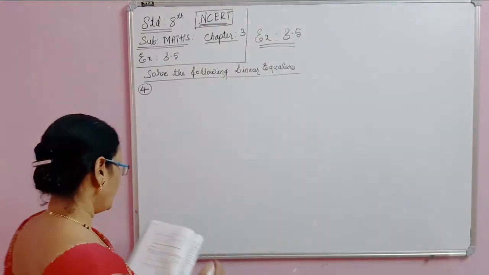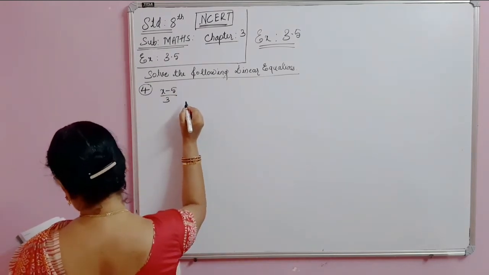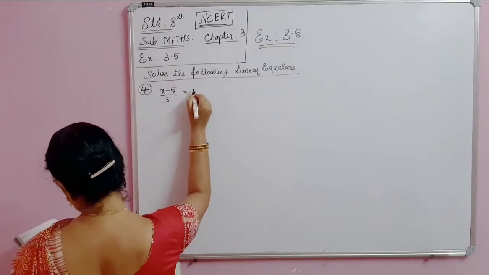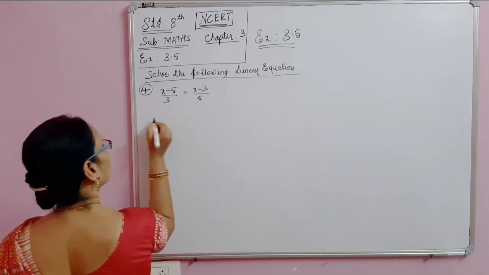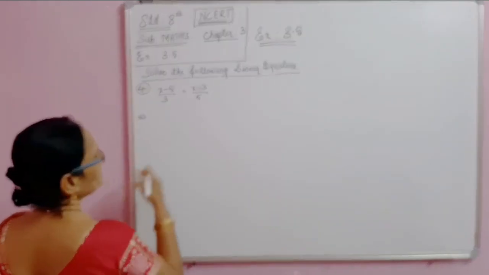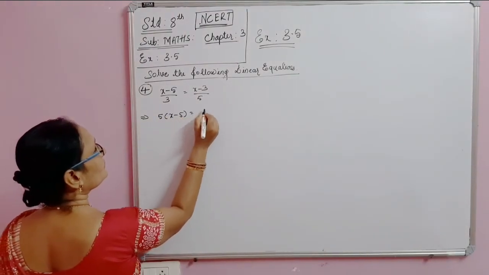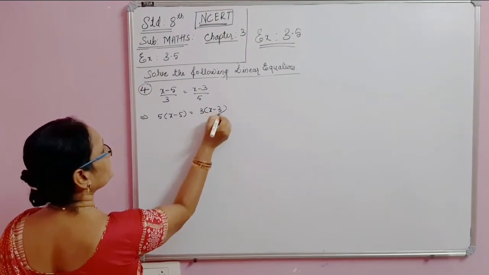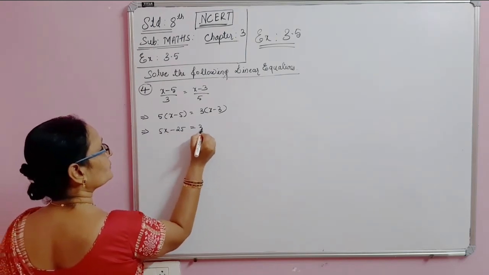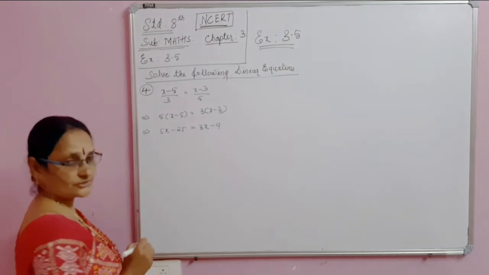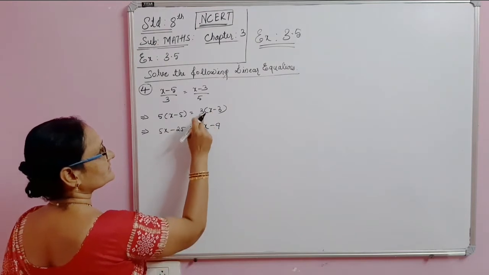Now the fourth problem, x minus 5 divided by 3 is equal to x minus 3 divided by 5. Okay. Now this implies that, just we will do the cross multiplication. What happens? 5 into bracket x minus 5 is equal to 3 into bracket x minus 3. So this implies that 5x minus 25 is equal to 3x minus 9. I think you understood how I have done. 5 into x, 5 into 5, 3 into x, 3 into 3.